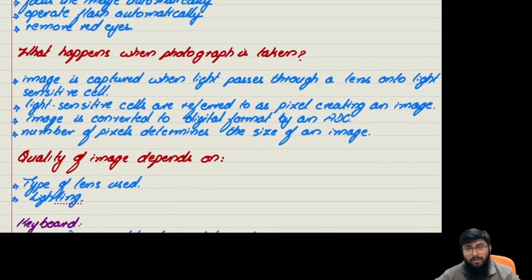Now the quality of the image. The quality of the image actually depends on two things. What are those two things? Number one, it's the type of lens used, which type of lens is being utilized. The better the quality of the lens, or the pixel rate of the lens, the better quality you will be getting.